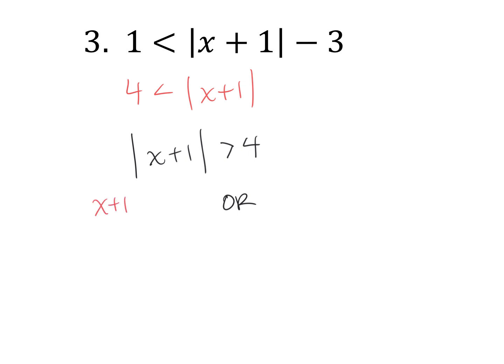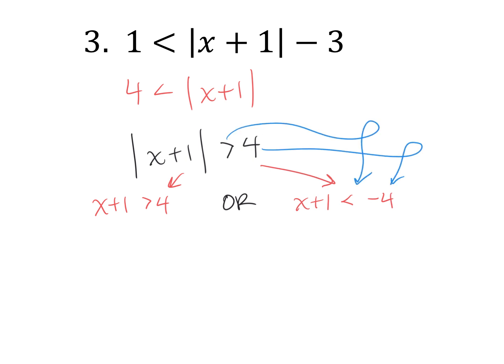So x plus 1 is greater than 4. That's just my first one. I didn't change a thing. What's my second equation going to look like? X plus 1 is, flip that sign, less than, change the 4, -4. So again, I went boop, and then I went boop. Yeah, did I mess up?